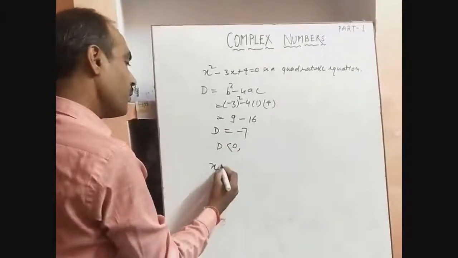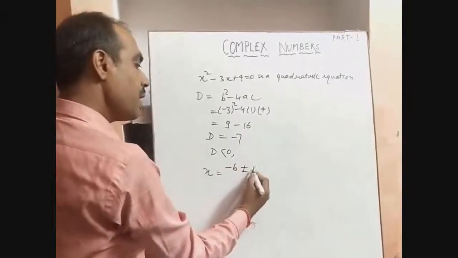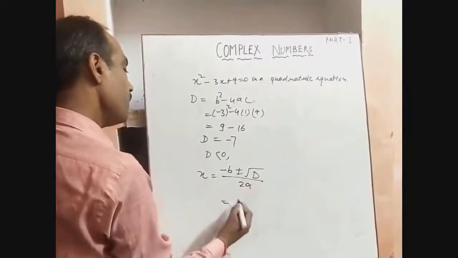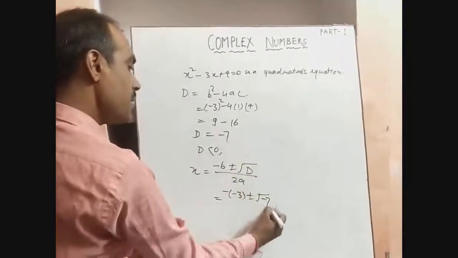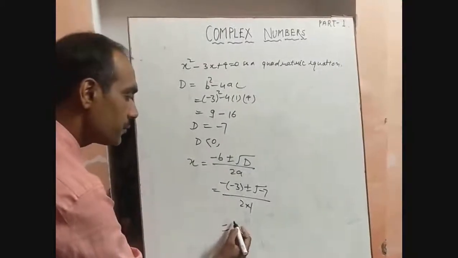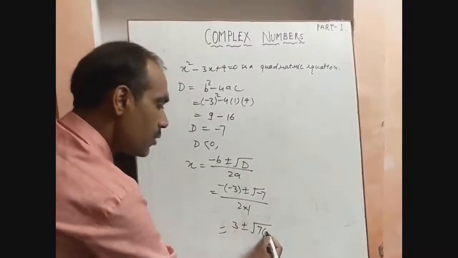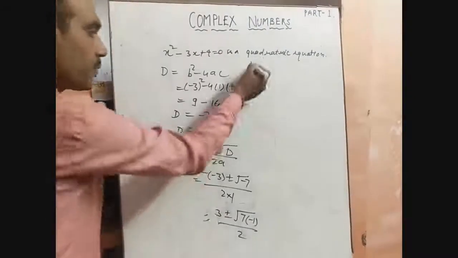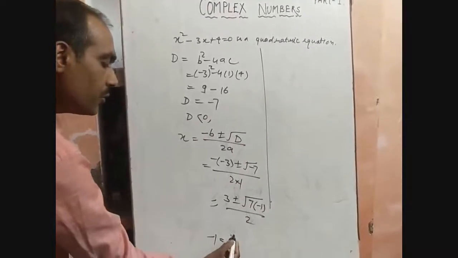Then the roots are equal to minus b plus minus root of b square minus 4ac, or you can write D, upon 2a. Then minus b means minus 3 plus minus, and D is equal to minus 7, upon 2 into 1. Okay. This is equal to 3 plus minus root of 7 into minus 1, upon 2. And here minus 1 is equal to i square.